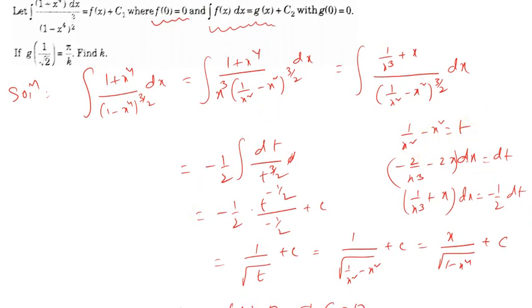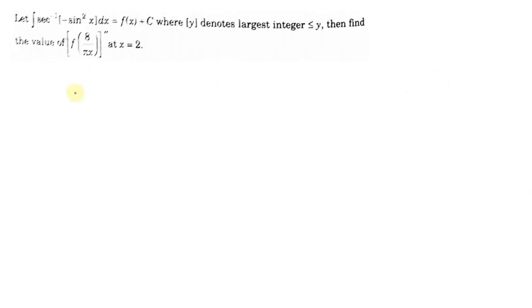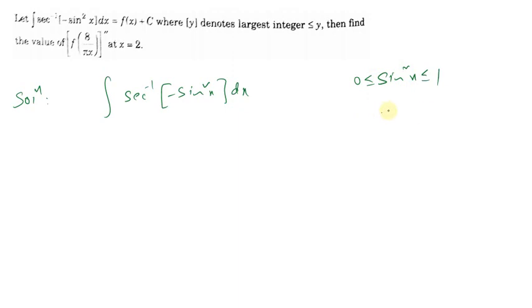Okay, now come to the next question. Integration of secant inverse of step of minus sine square x dx. Okay, now the range of sine square x always lies between 0 and 1, and minus sine square x always lies between minus 1 and 0. According to this situation, we have to calculate the step values. Step of minus sine square x has possible values minus 1 and 0. So these are the two possibilities.